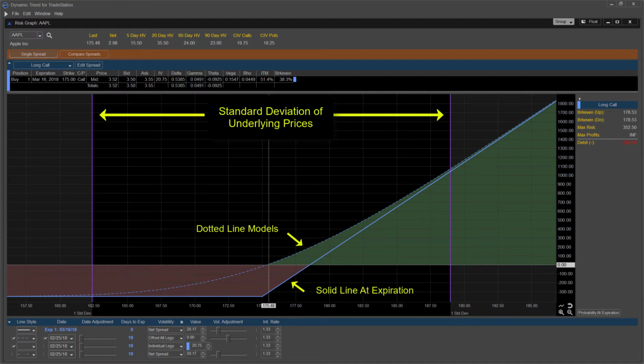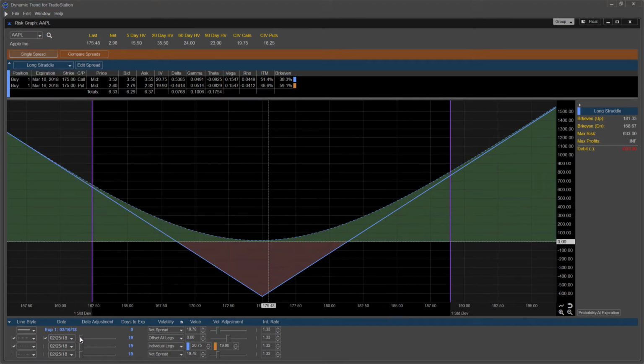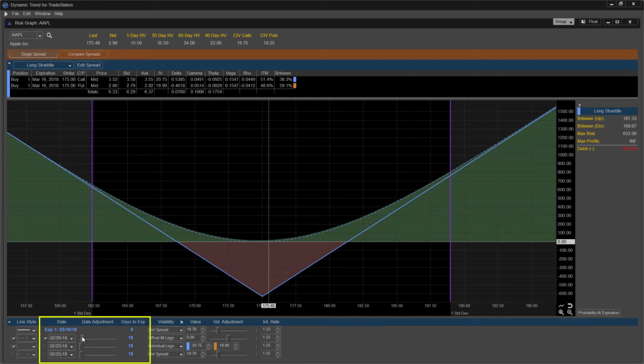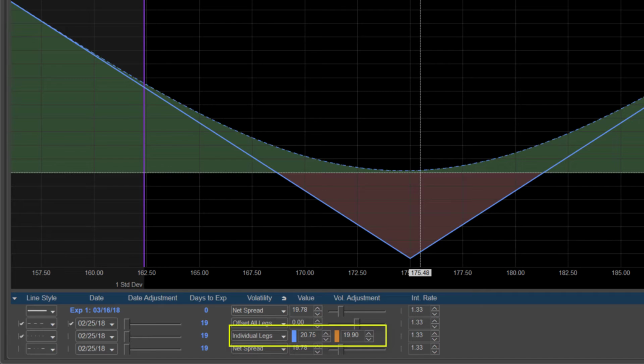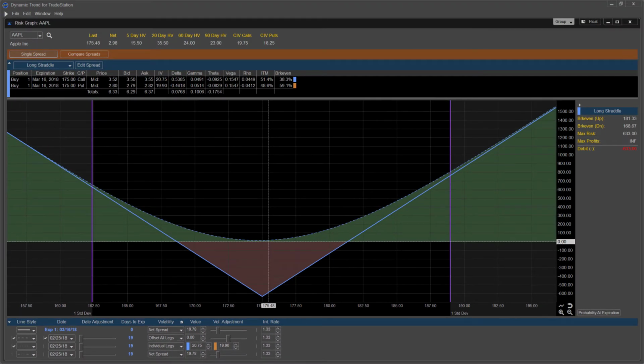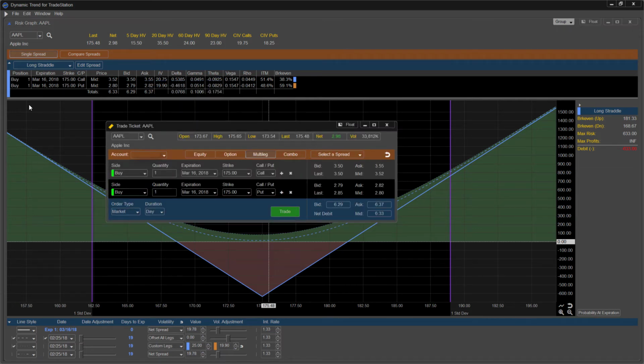With the advanced risk graph, you can build spreads manually, or select from the list of built-in spreads. View potential profit and loss based on changing time to expiration, or the volatility of all legs at once. Or individually adjust the volatility of each leg. If broker enabled, trade directly from the spread.